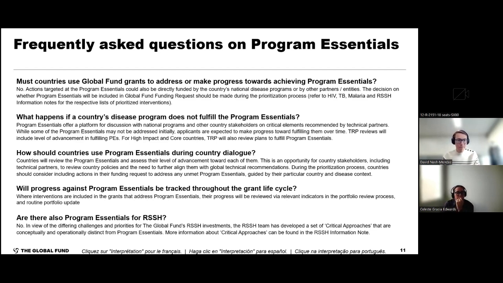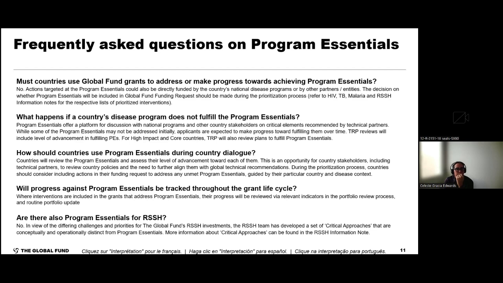Thank you. Okay. So then, how should countries use program essentials during country dialogue? It's like I was saying, countries should just see what level of advancement they have on each of the program essentials, and to see which ones are going to be funded via the Global Fund and which ones are going to be funded by other means, and to see what level they want for expansion on these particular program essentials.